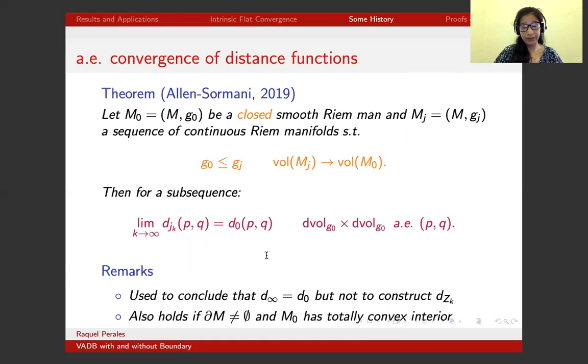This is going to be very different in the proof of our main theorems. We will use this theorem by Allen-Sormani to construct spaces Zjk in which to embed our manifolds Mj and M0. And this theorem also holds if M has boundary, but we require a totally convex interior with respect to the Riemannian tensor G0.